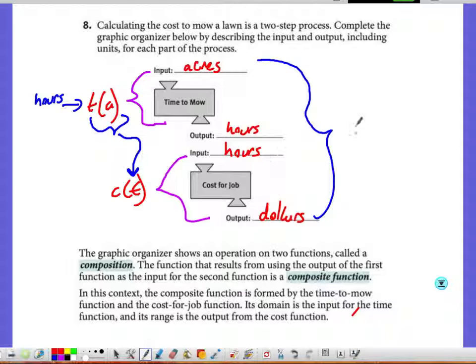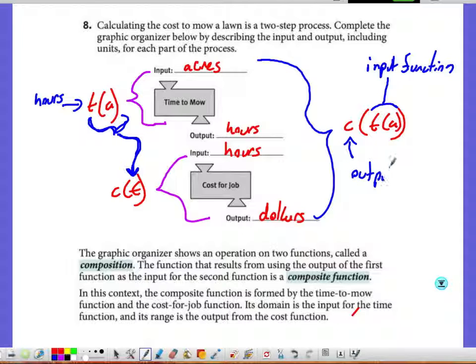And so mathematically, how we represent this composite function is that since we took this function and we plugged it into the input of the second function, my composite function looks like this: C of T of A. So T of A is my input function, and C of T is my output function. That is my composite function.